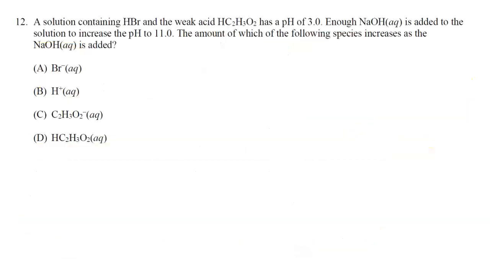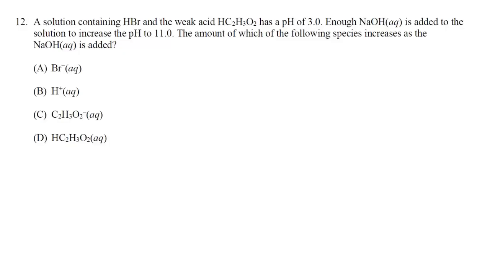All right, now let's take a look at question 12. Question 12 says the following. It says a solution containing HBr, which is hydrobromic acid. By the way, that is on your list of 6 strong acids that you should memorize for the AP Chemistry exam. So we have HBr, a strong acid, and we also have a weak acid, which has the formula HC2H3O2. That is known as acetic acid. So we have a strong acid, HBr, we have a weak acid, acetic acid, and that has a pH of 3. Then a change occurs.